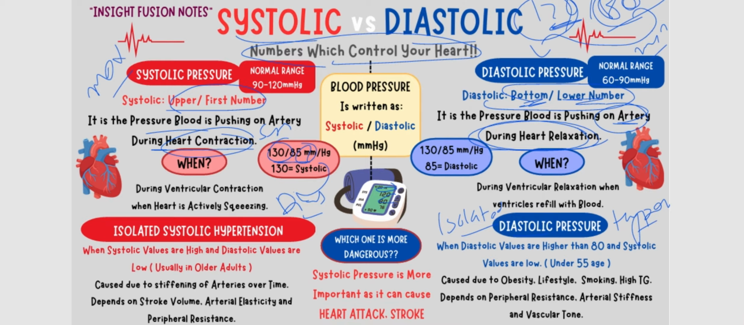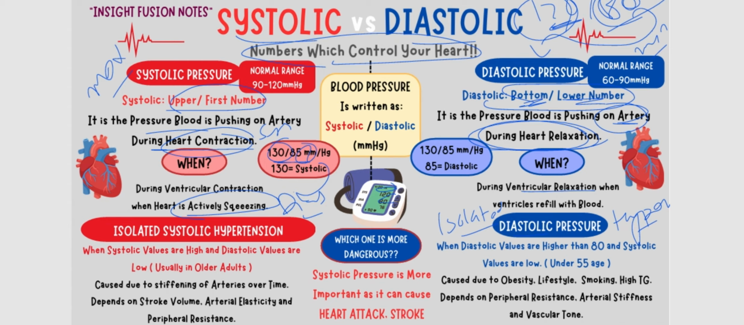Now, what happens during systolic pressure and when does it happen? When your heart is actively squeezing during ventricular contraction, it is squeezing and pumping the blood to the entire body. That is called the systolic pressure, and that's why it is considered the maximum value. Since the pressures are very high, it has to pump the blood to the entire body, and the value is maximum.